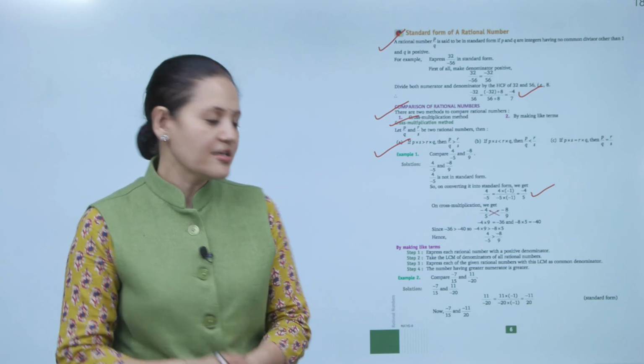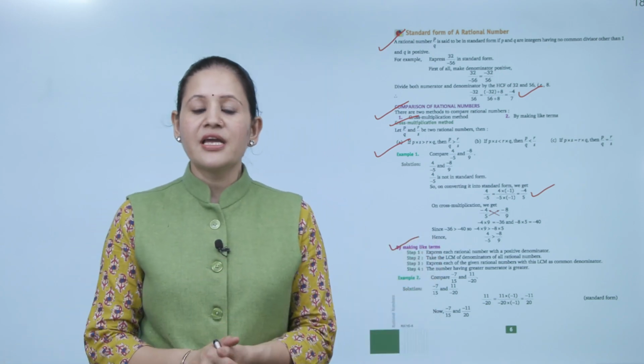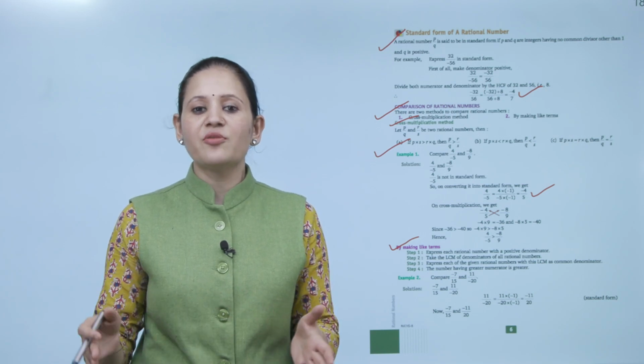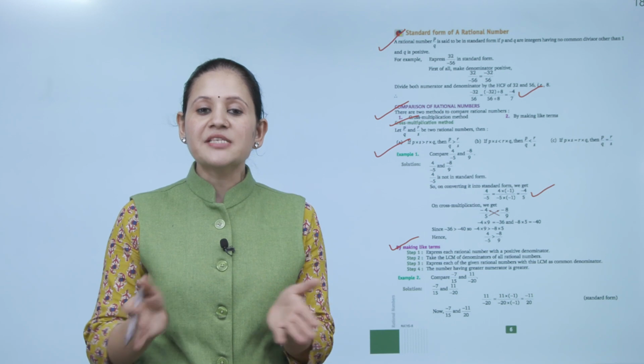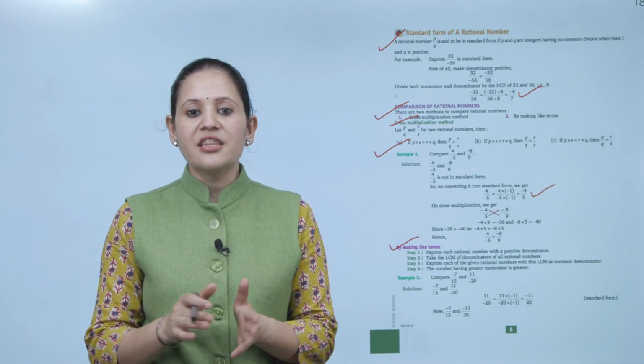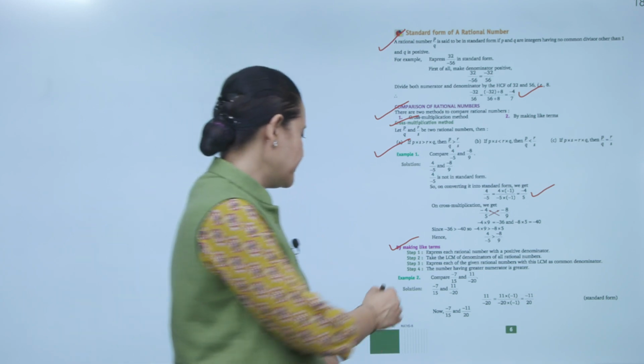Next, by making like terms. Step 1: Express each rational number with the positive denominator. Take the LCM of the denominators of all the rational numbers. Express each of the given rational numbers with the LCM as the common denominator. The number having the greater numerator is greater. We will take an example here.